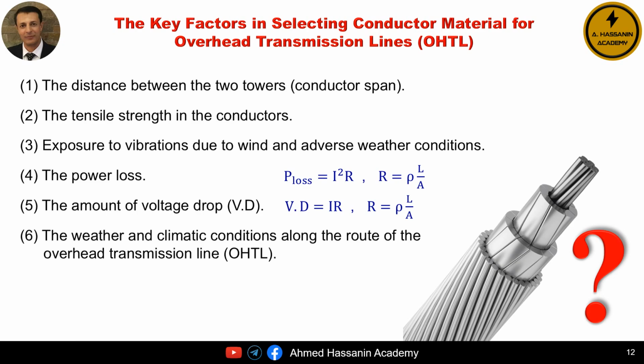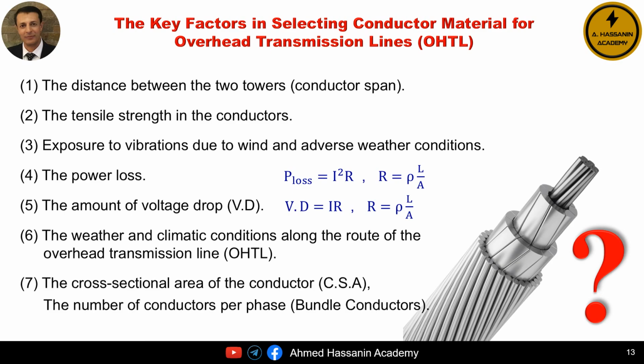Factor number 6, the weather conditions or climatic environment along the route of the overhead transmission line. Factor number 7, the cross-sectional area of the conductor, or the number of conductors per phase, that is, the bundled conductor system. In other words, whether each phase consists of a single conductor, two conductors, or more than that. Now we have understood the most important factors or considerations on the basis of which the conductor material used in overhead transmission lines is selected.